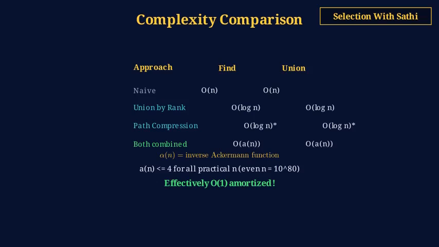Cost is 3. Process edge 0 to 2 weight 3, find 0 and find 2 give the same root. Skip. This would create a cycle. Process edge 2 to 3 weight 4, different sets, add. Cost is 7. Process edge 3 to 4 weight 5, different sets, add. Cost is 12. We have 4 edges for 5 nodes. MST is complete. Total cost is 12. Union find made cycle detection O(alpha n) per edge.